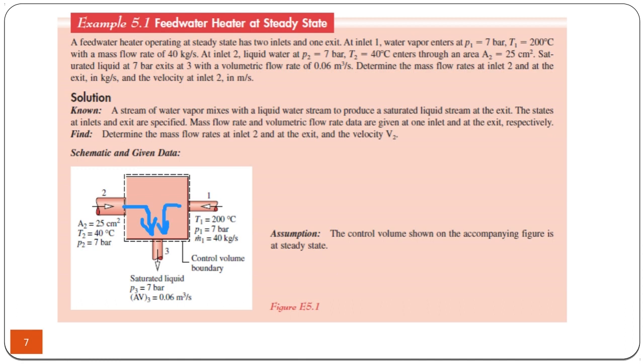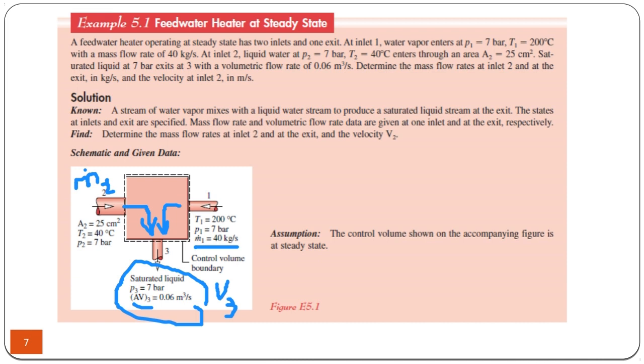So we would like to find out the mass flow rate at inlet 2. So we are going to find out the mass flow rate here, m dot 2, as well as the velocity at 3. So we are given the mass flow rate at 1. We don't know the mass flow rate at 2, and we don't know the mass flow rate at 3, but we are given the volumetric flow rate.